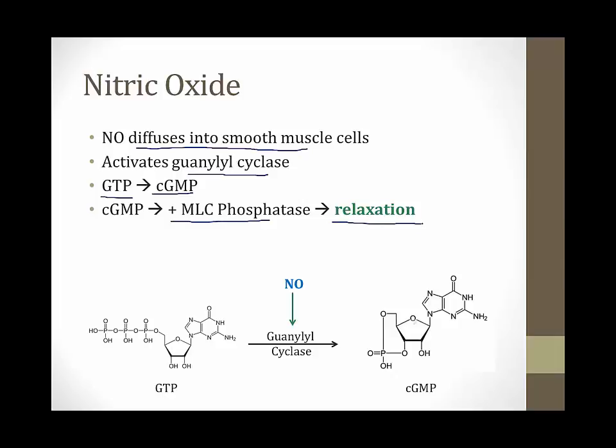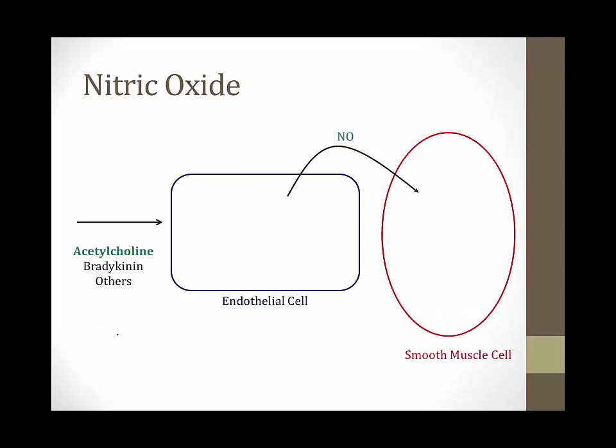So therefore, the net effect of nitric oxide, once made by endothelial cells, is to diffuse into smooth muscle cells and cause relaxation. Let me make a very high yield point about nitric oxide. These substances, and in particular acetylcholine, work indirectly on smooth muscle cells through nitric oxide. They require endothelial cells for their role in relaxation of smooth muscle.